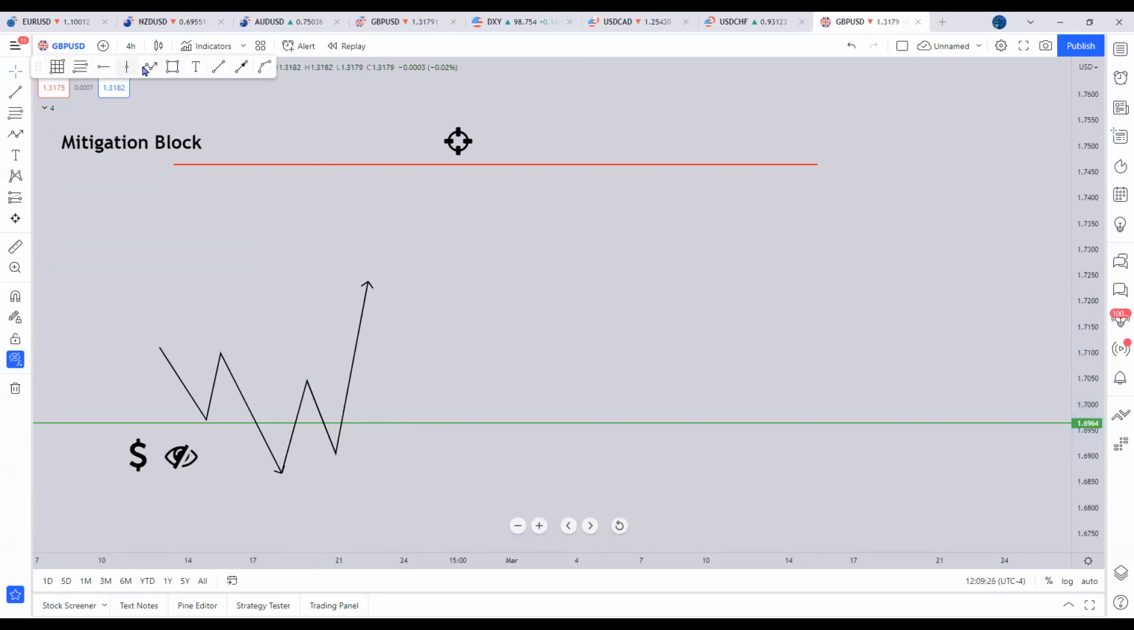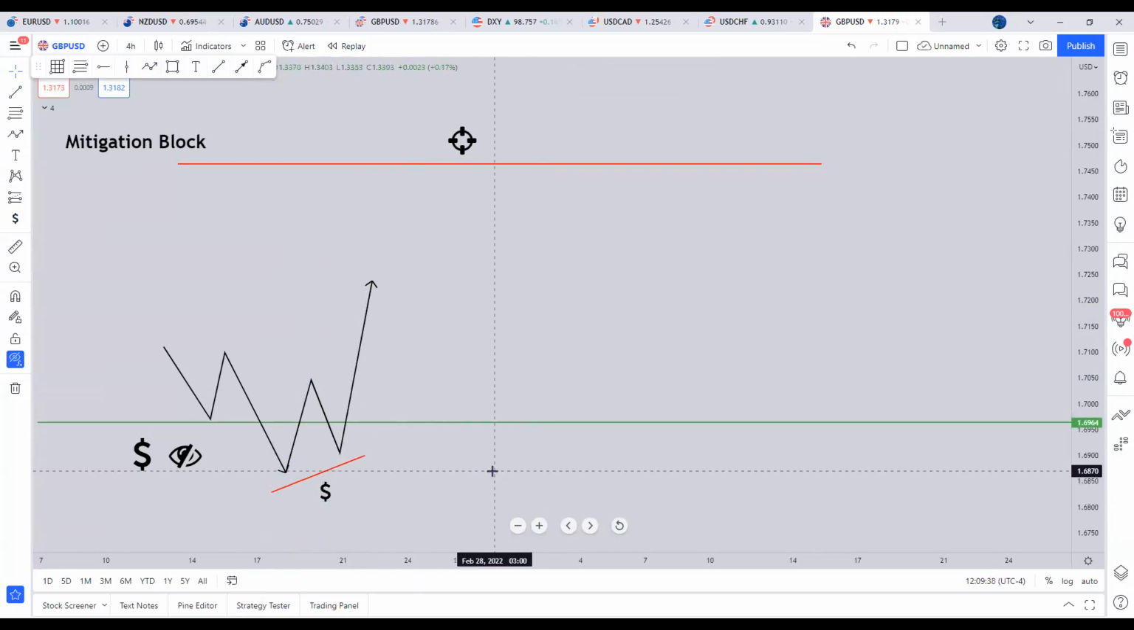You see that there's something right here that's slightly different than a breaker block. What's the difference between this and a breaker block? The breakout typically takes the buy side liquidity and it's a failure zone. It's a trend line liquidity.